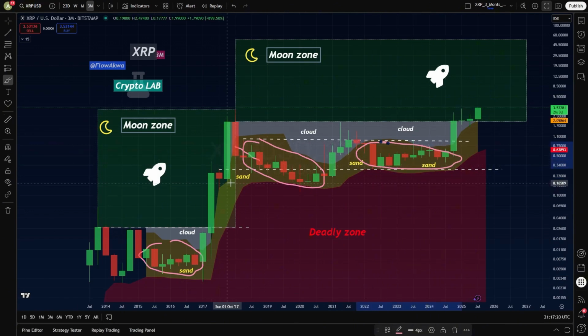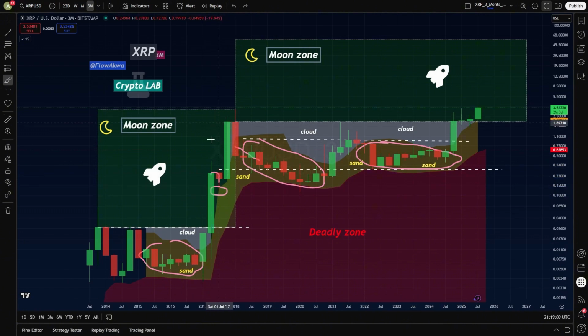But what I want you to pay attention to is, what do we do with the sand zone when we are in a bull run? Indeed, as you understood already, the cloud zone is between the moon zone, so between this area, and the sand. And after crossing the cloud, we are here in the moon zone, and after this first green candle, we came back down to retest what? The sand zone, and this time as a support.